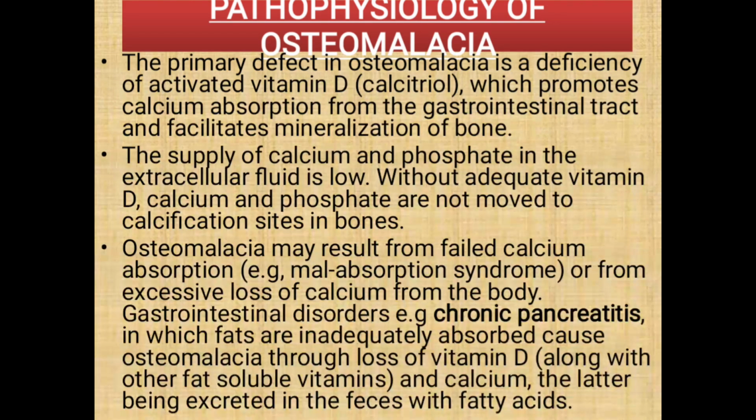So haitatoka kwa GI tract, kwa stomach, intestines, wherever, ienda hadi kwa bones, the sites of calcification, where calcification inamaanisha tu calcium inakuwa calcified kwa bones. Sawa? So osteomalacia inaweza result from failed calcium absorption, malabsorption syndrome, ama from excessive loss of calcium from the body.